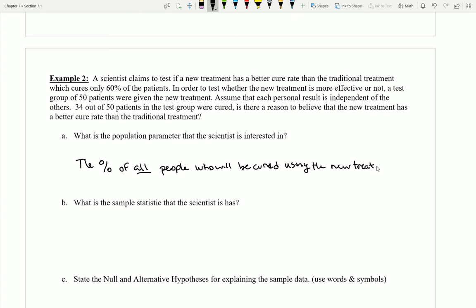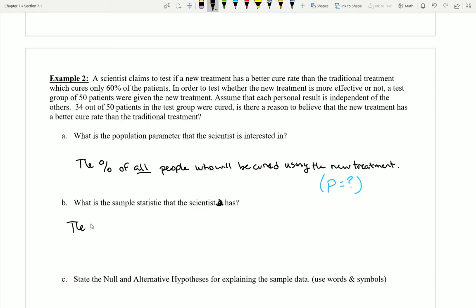I mean, the scientist is definitely wanting to know this value. This is, again, our moment where we can say, this is P equals, and I don't know what it actually is, right? The scientist doesn't know what percentage of everybody is going to get cured with this new treatment. They're hoping it's better than the 60% mark, but we don't really know for sure. Now, what is the sample statistic that the scientist has?